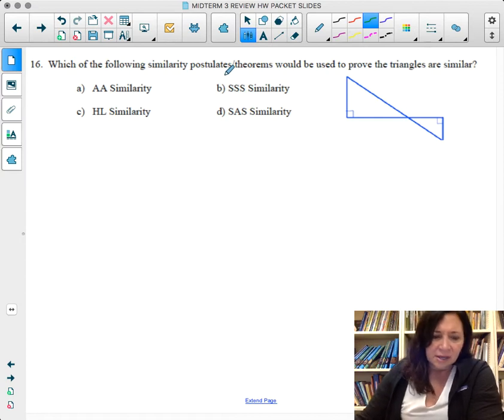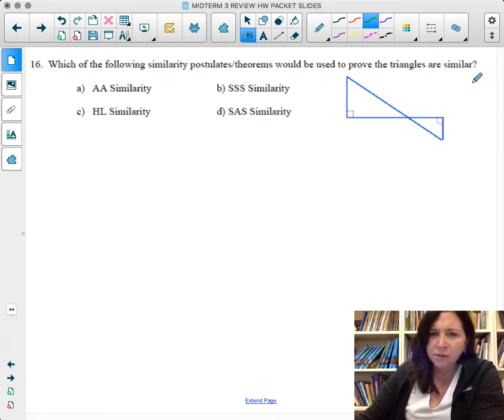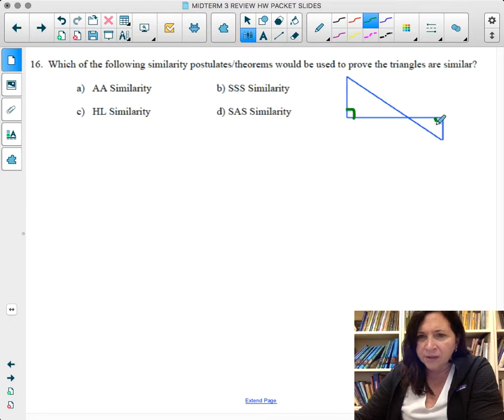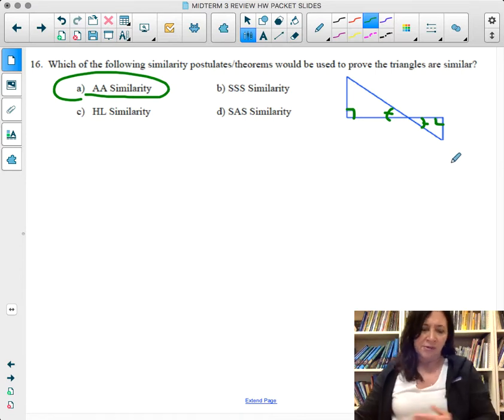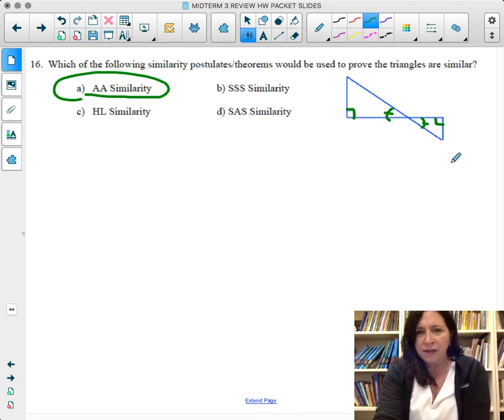The next question, number 16, says, which of the following similarity postulates or theorems would be used to prove the following triangles are similar? For this one, it's pretty simple because you already have this angle congruent to this angle, and then you have this angle congruent to this angle. So this is just angle, angle. You don't have any sides for this one, so you just use angle, angle.